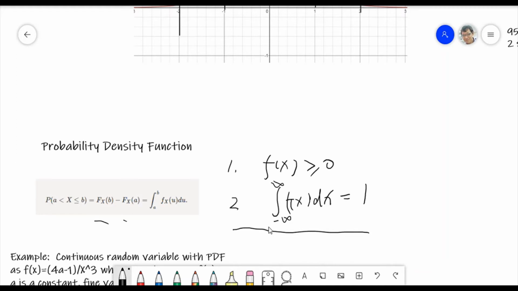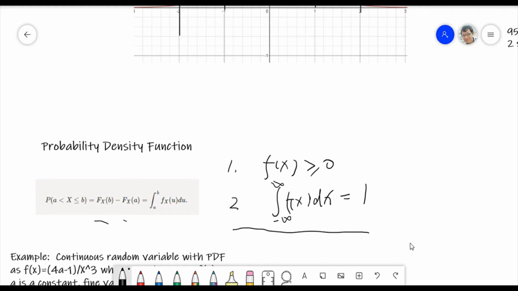So the density function, integrated from the negative maximum to the maximum, should be 1. That's the two standards. If you don't meet these, it's not a probability density function. You cannot find the probability based on that so-called function. Okay.